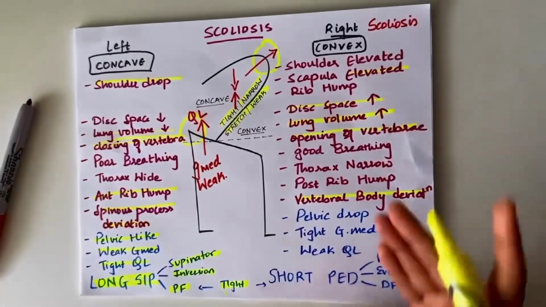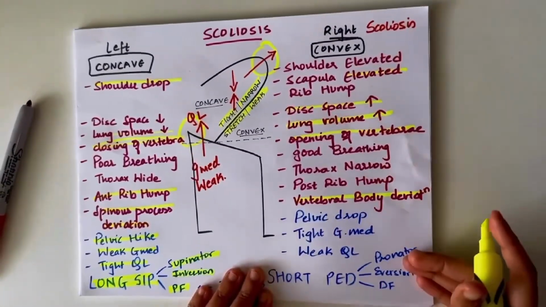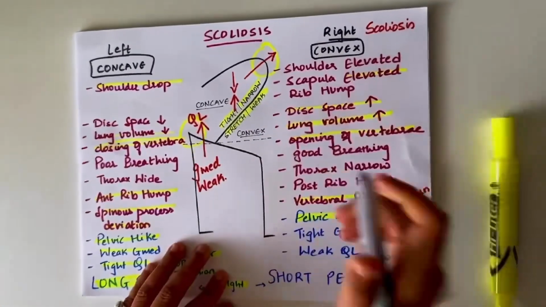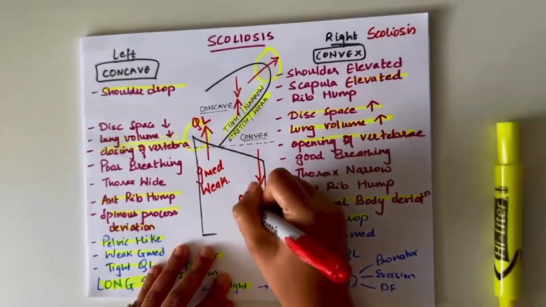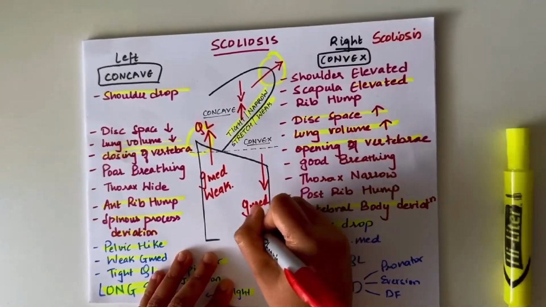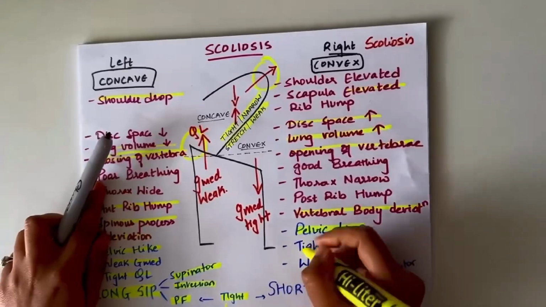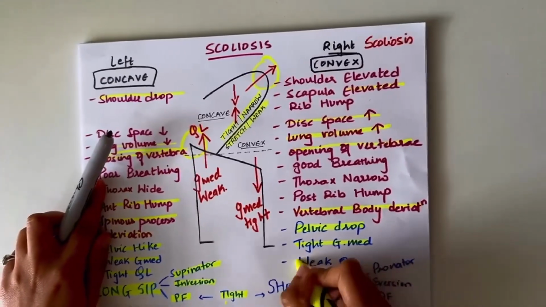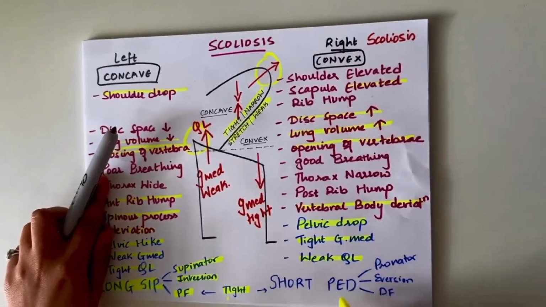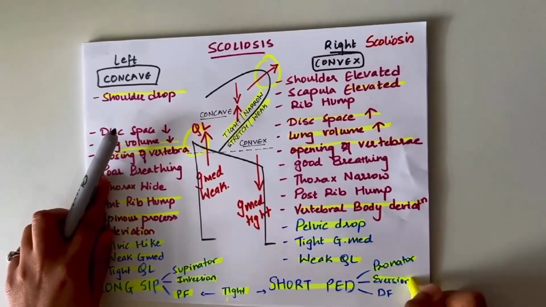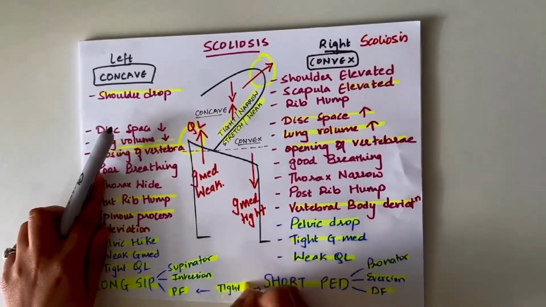On the contrary, on the right side, which is the convex side here, you will have a pelvic drop. So I can say your GMED is tight here. You will have GMED tightness, weak QL, and the mnemonic would be short PD. That means pronators, everters, and dorsiflexors are tight here.